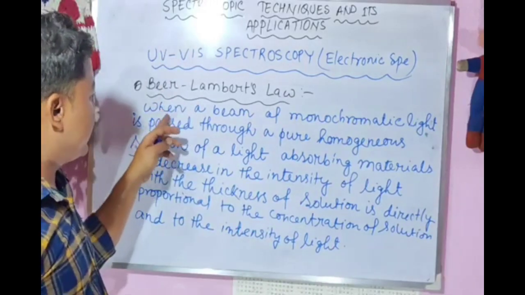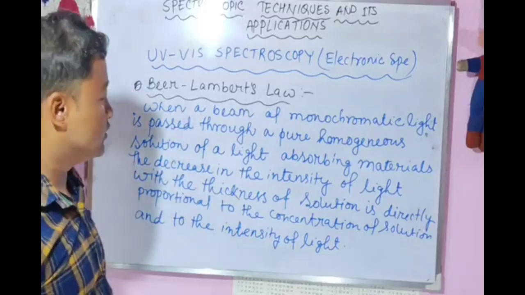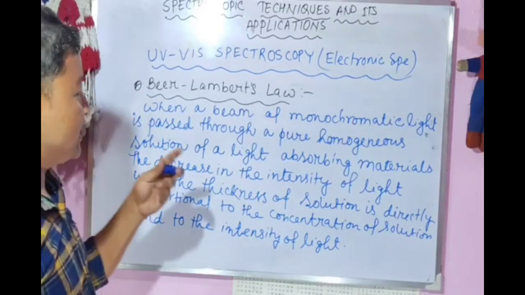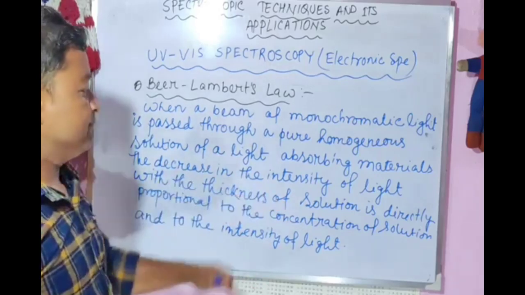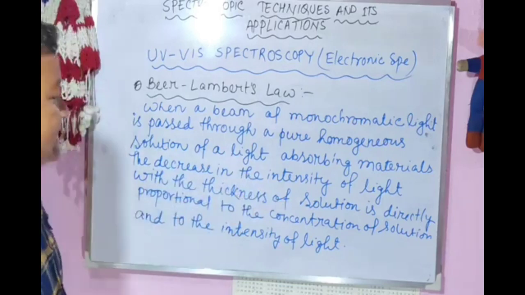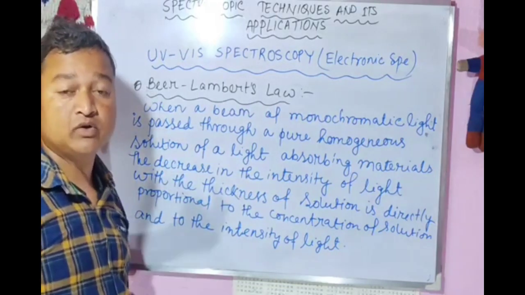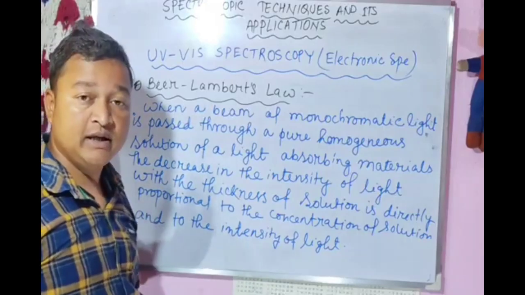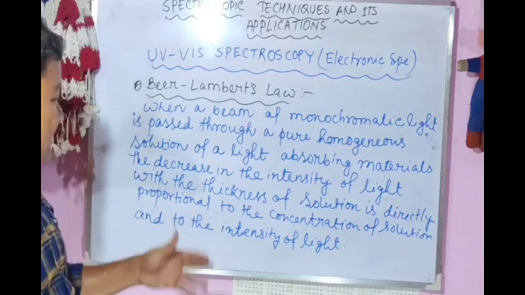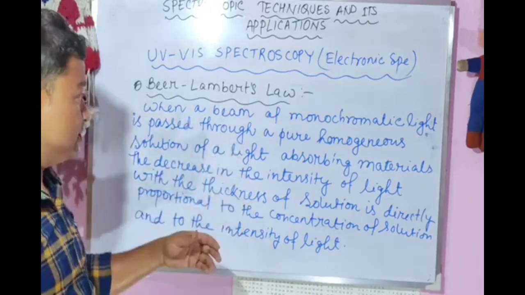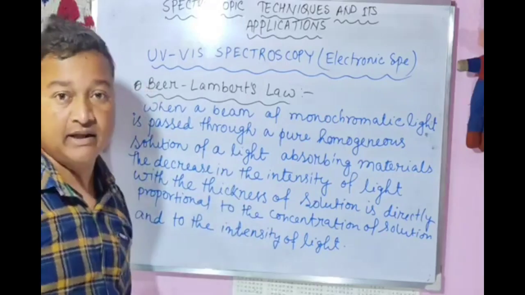So, when a beam of monochromatic light is passed through a pure homogeneous solution of a light absorbing material, the decrease in intensity of the light with the thickness of the solution is directly proportional to the concentration of the solution and to the intensity of the light. You write this statement and then write the mathematical form.